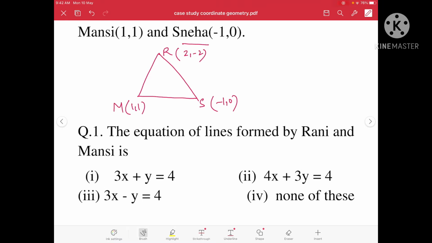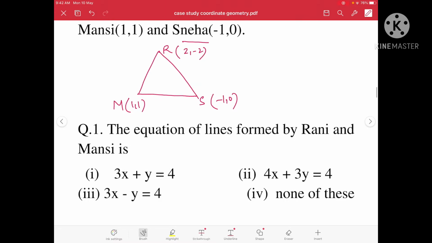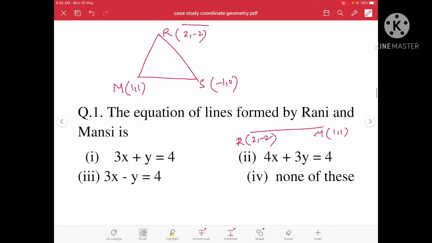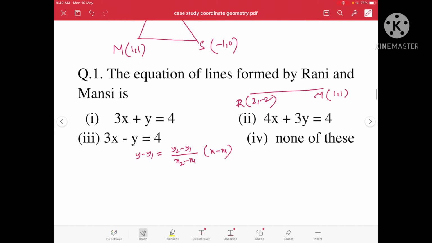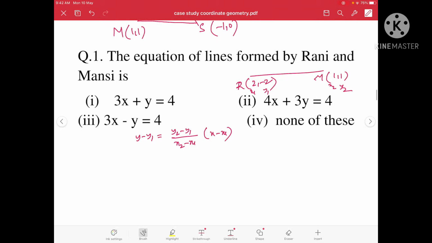The first question: the equation of the line formed by Rani and Mansi. Rani is at the point (2, -2), Mansi is at the point (1, 1). So we have to find the equation of the line RM. Two points are given and we know the two-point formula of a straight line, that is y minus y1 equals (y2 minus y1) by (x2 minus x1) into (x minus x1). Consider this as x1, y1 and this as x2, y2, put the values, and you will get the result.